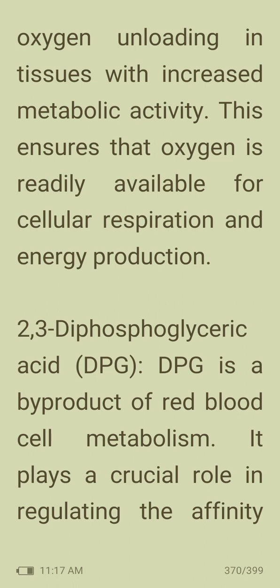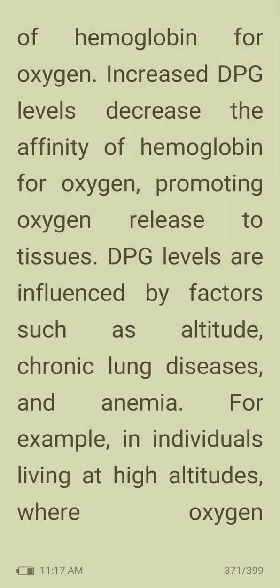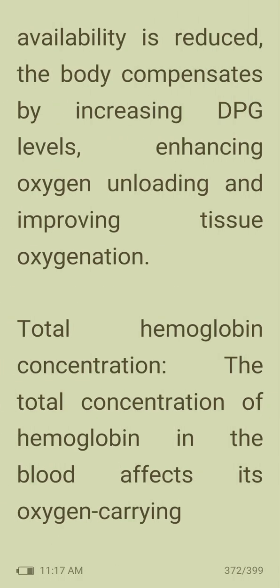Then 2,3-diphosphoglyceric acid, or DPG. DPG is a byproduct of red blood cell metabolism. It plays a crucial role in regulating the affinity of hemoglobin for oxygen. Increased DPG levels decrease the affinity of hemoglobin for oxygen, promoting oxygen release to tissues. DPG levels are influenced by factors such as altitude, chronic lung diseases, and anemia. For example, in individuals living at high altitudes where oxygen availability is reduced, the body compensates by increasing DPG levels, enhancing oxygen unloading and improving tissue oxygenation.